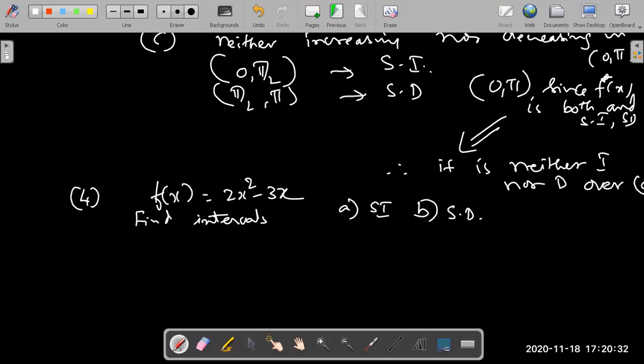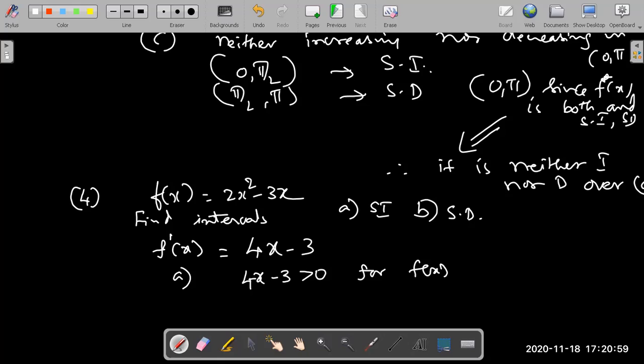So first thing is you need to say f dash x equal to 4x minus 3. Now we have to check for what values of x this is greater than 0. So case 1: 4x minus 3 must be greater than 0 for f of x to be strictly increasing. So now x is greater than 3 by 4. That means we will say 3 by 4 to infinity.